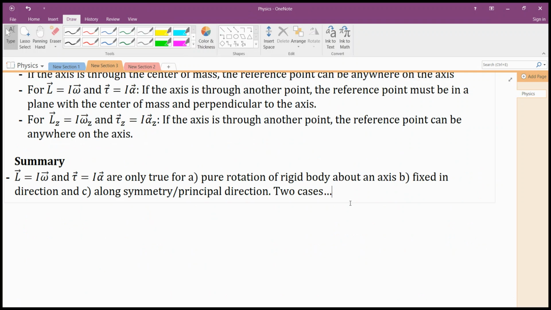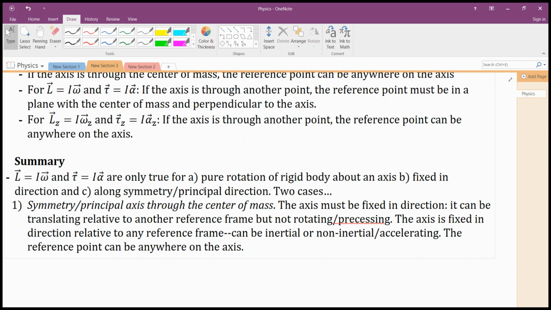For the full vector equation, they are only true when calculating them in a reference frame in which the rigid body is undergoing pure rotation about an axis that is fixed in direction and along a symmetry or principal direction. If the axis is through the center of mass, then it must be a symmetry or principal axis.